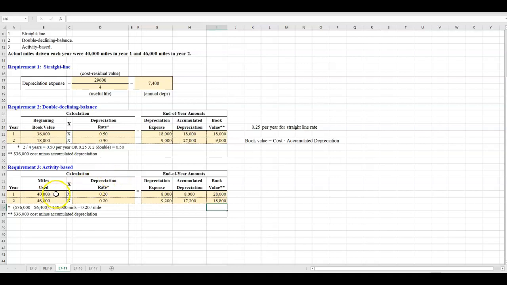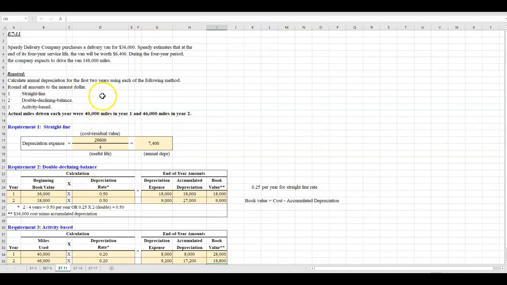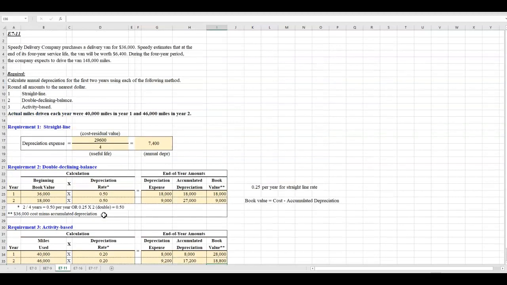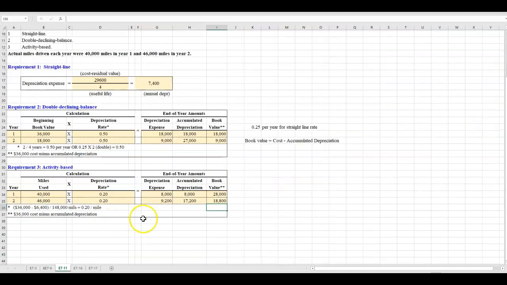Activity-based, simply based on the number of miles. Total number of miles. Let me restate that. It would be the depreciable cost, which is 36,000 minus 6,400, divided by the total number of miles. And that gives me a rate per mile. I think I might have said minus 64,000. I meant minus 6,400.